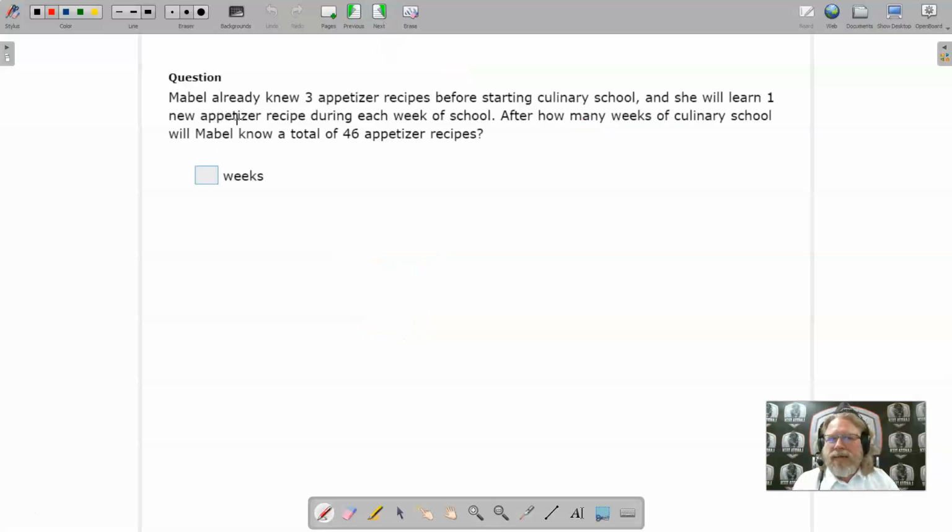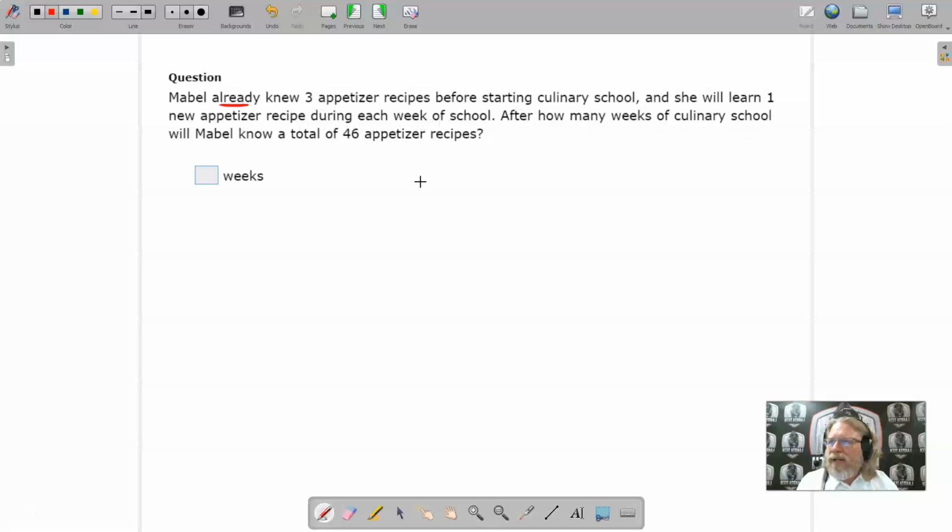Now we're going to get into something added on to here. So we're going to now have a two-step equation. And we see that "already" is a key word. I'll come back to it though. But Mabel already knew three appetizer recipes before starting culinary school. And she will learn one new recipe during each week per school.